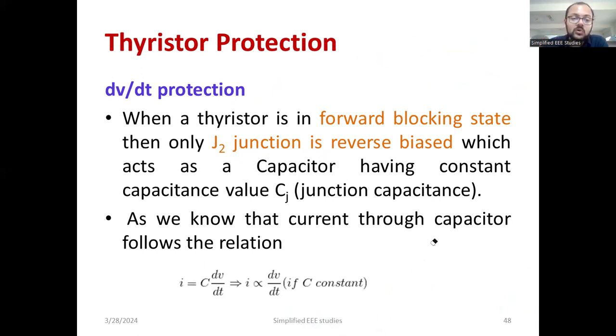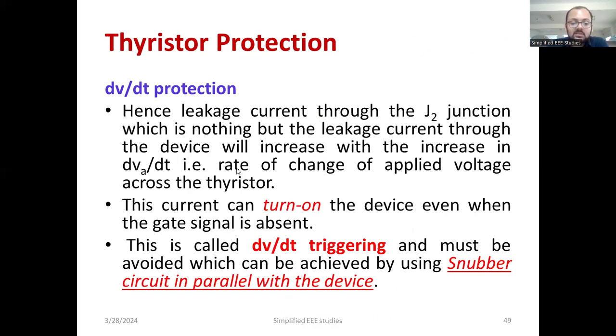What exactly do we have to do? In order to minimize the dV by dt, you have to use a circuit called a snubber circuit. Single word answer. The snubber circuit is mainly used for minimizing dV by dt. So we call the snubber circuit one of the ultimate solutions for dV by dt protection. Here you can see the snubber circuit.